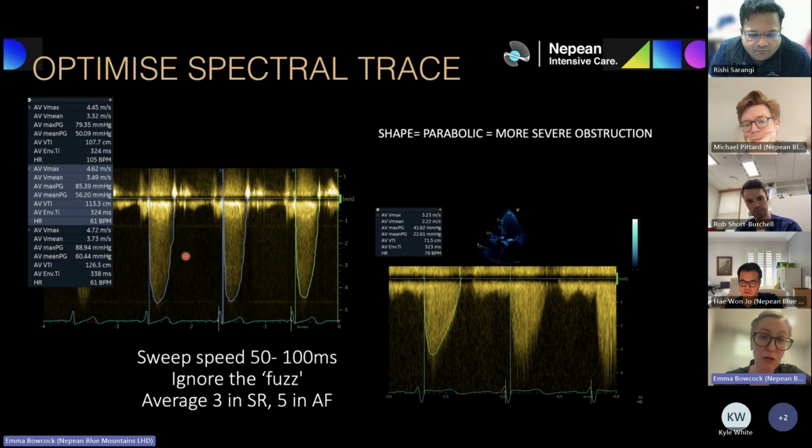And once you've found your highest velocity, then you want to be tracing out ideally 3 and averaging those 3 in sinus rhythm. And if you are in atrial fibrillation, then 5 to 10. I must admit, I haven't quite got the patience to do 10 tracings. So I generally find where the highest velocity is and then trace out 5 if they're in AF or 3 in sinus rhythm.